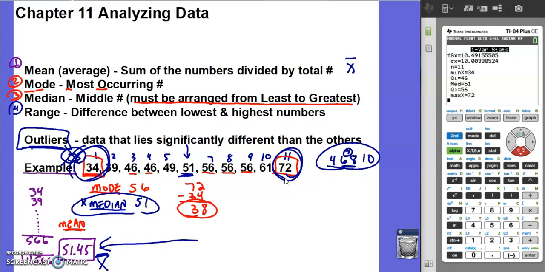So you can also look at the min and the max, 34 and 72, and then you can just subtract those to find your range. So I showed you how to figure these by hand, and also how to use your calculator, using statistics, to be able to do that.